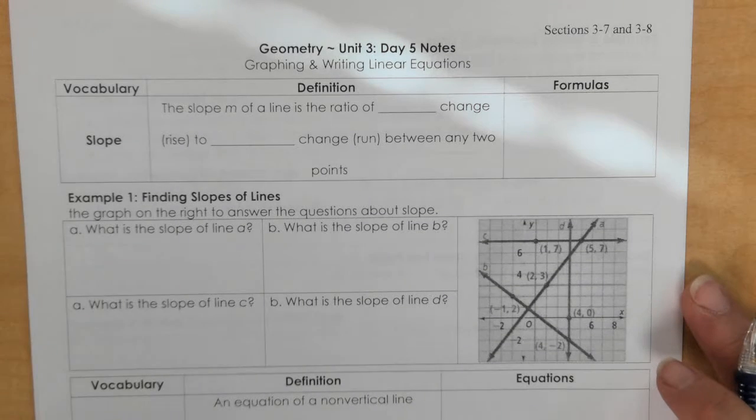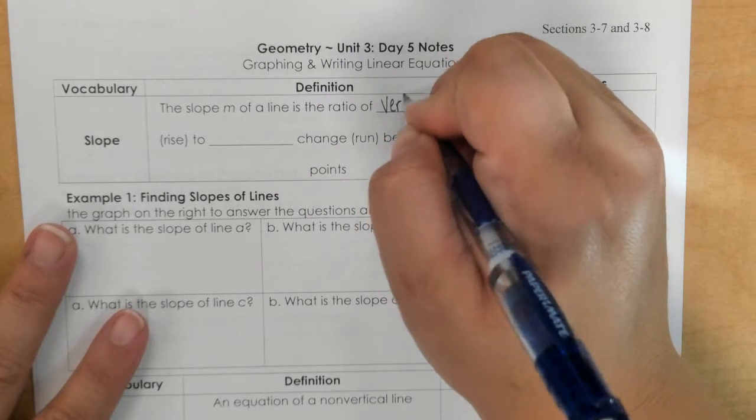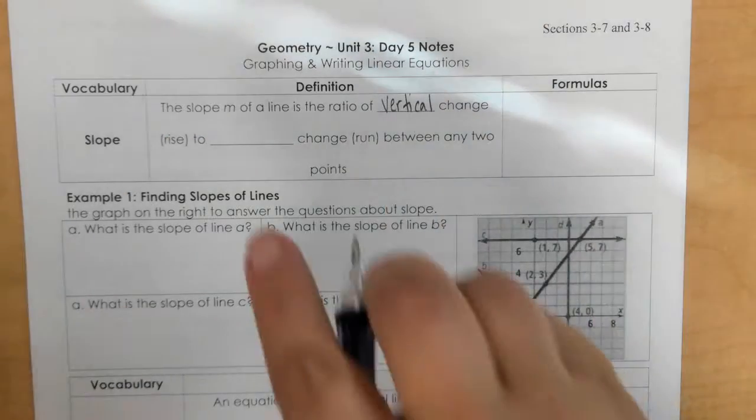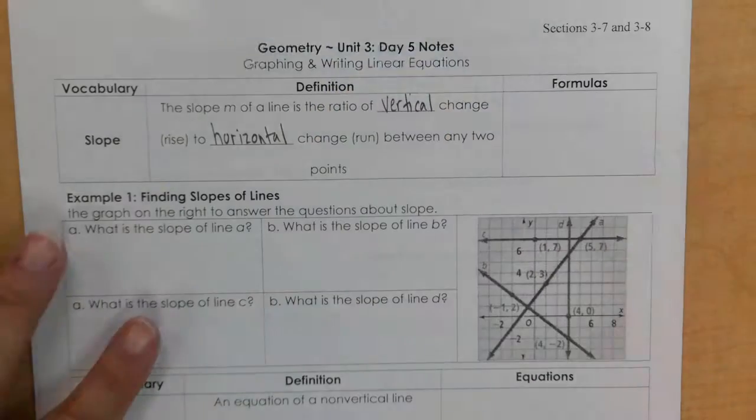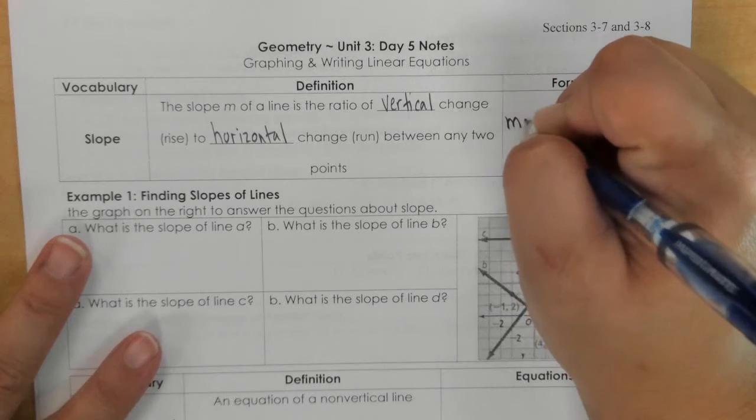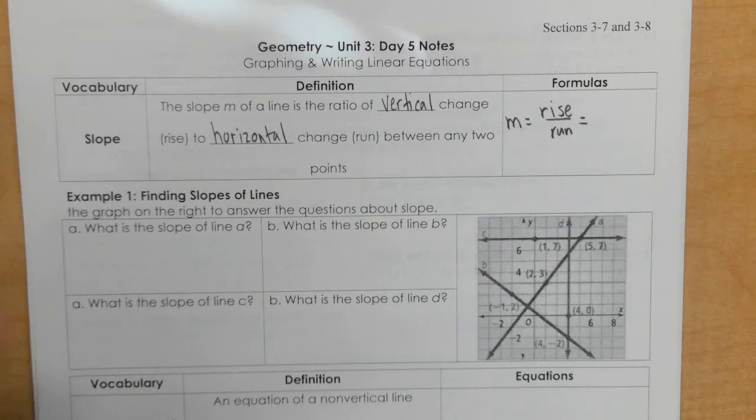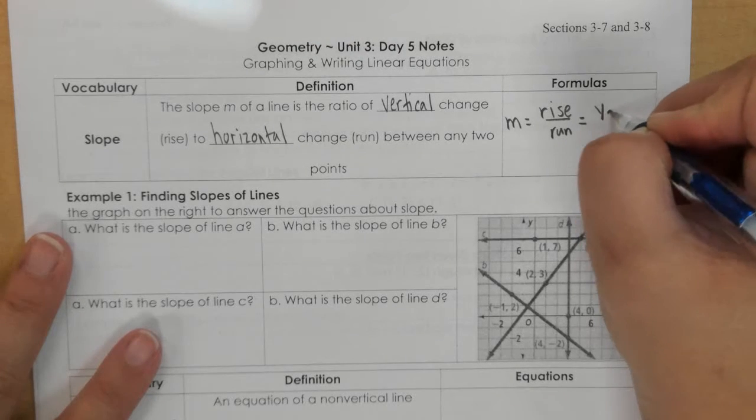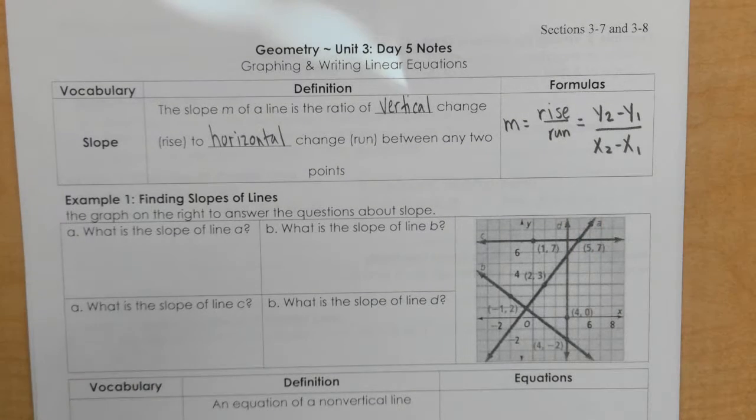The slope m of a line is the ratio of the vertical change, which is your rise, to your horizontal change, which is your run, between any 2 points. Okay, simply known as rise over run. But last year, you should have been able to use a formula, y2 minus y1 over x2 minus x1, to help find the slope given 2 points of that line.